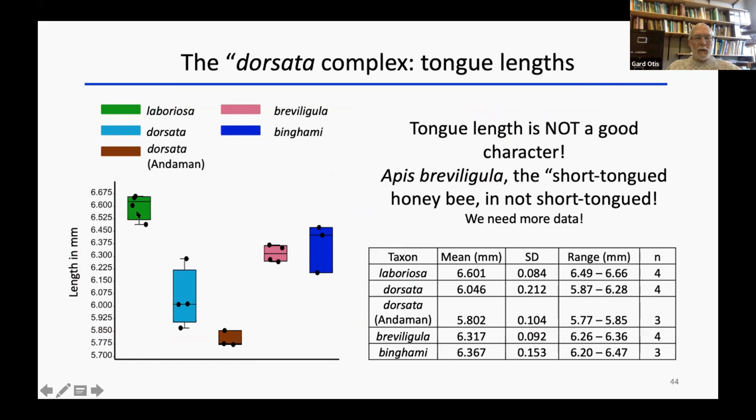As you might expect, the Laboriosa is a bigger bee. It has a slightly larger tongue length, a longer tongue. And Dorsata tends to have a shorter tongue. This is an interesting little population from the Andaman Islands in the Andaman Sea. And they're smaller bees and they have a much shorter tongue. This would be Dorsata, maybe a subspecies of Dorsata, I don't know, but it's Dorsata. So it doesn't look like tongue length is a good character either to differentiate Breviligula, well, any of these, with any of the taxa within the Dorsata complex.